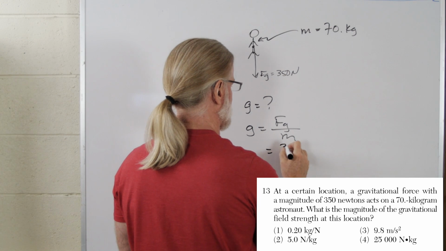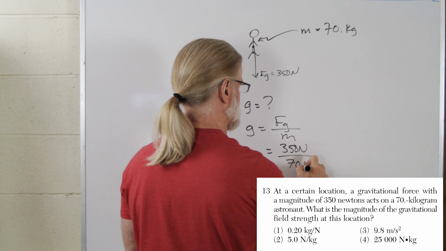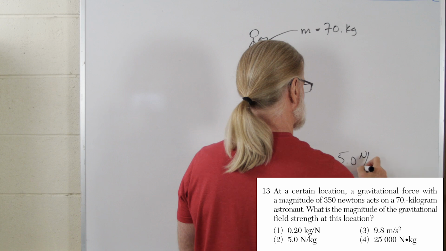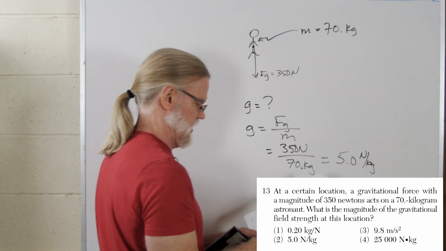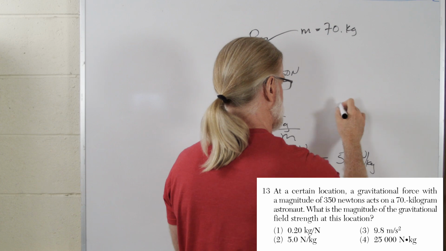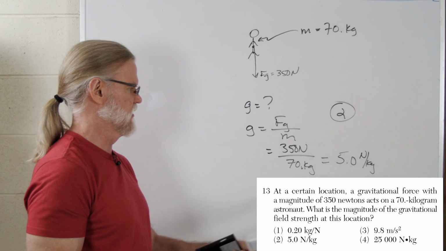Let's see, his weight is 350 newtons, and his mass is 70 kilograms. 5 newtons per kilogram, or meters per second squared, would also work. I guess we'll go with newtons per kilogram. Of course, that would be meters per second squared, too.